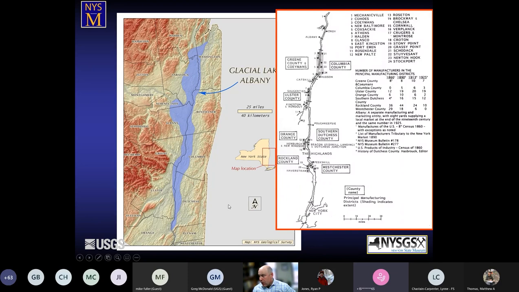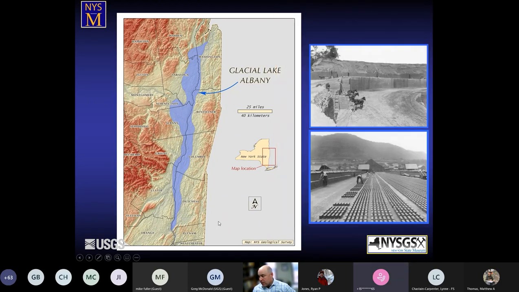At one point in time, there were 131 brickyards operating within the Hudson River Valley. Back in the 1800s, it was the principal source for bricks in the Northeast. These are some old photos showing how it was done back in the day with horse and cart. They'd lay the bricks out in the day and let them dry for 3 or 4 hours before they got them off to the kilns. A very labor-intensive process.